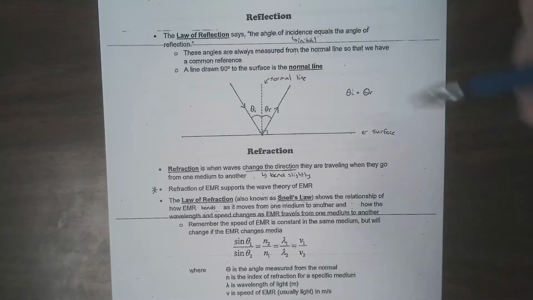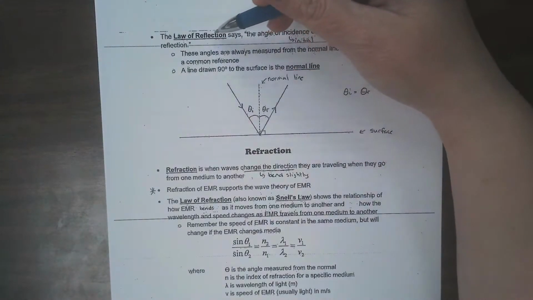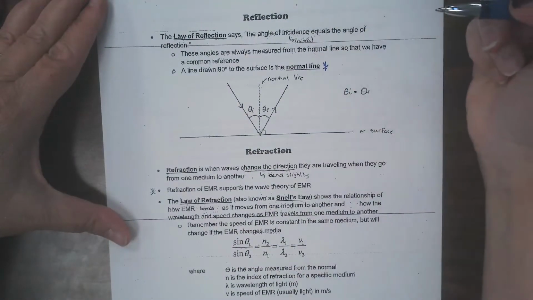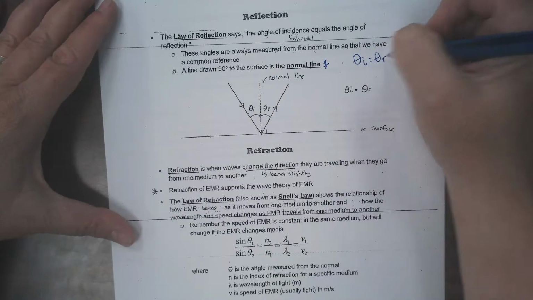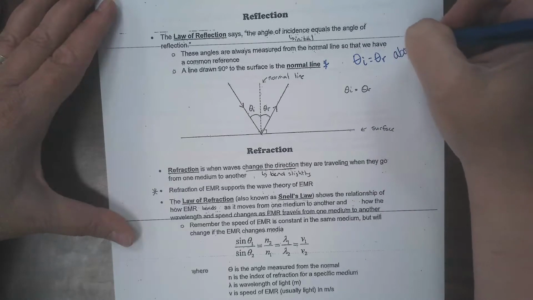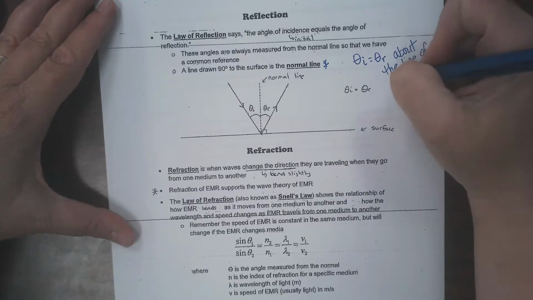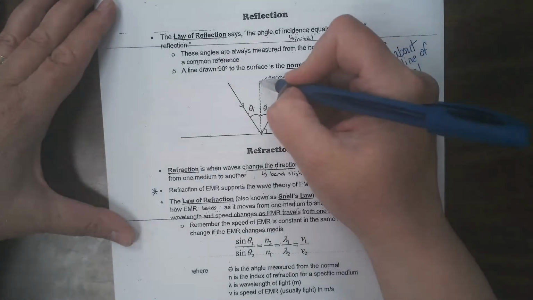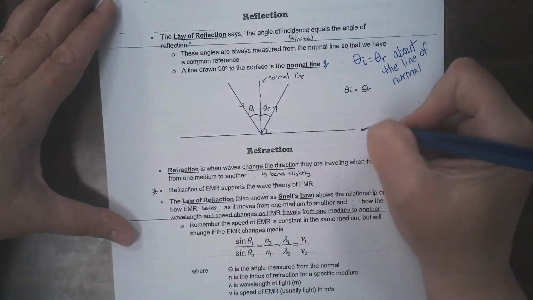The law of reflection is where we have the angle of incidence equals the angle of reflection. And the really key piece here is about the line of normal. So the angle of incidence equals the angle of reflection about the line of normal. And this is the normal line, this dotted line here, that's 90 degrees to our surface area.